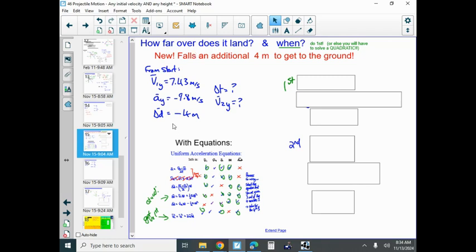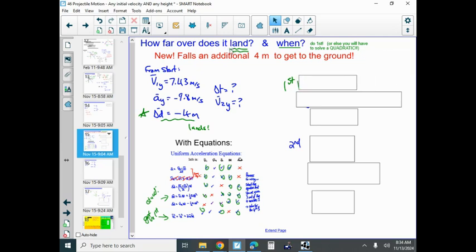And so the key information for when it lands, right? So when does it land is right here. When you land, in this situation, you're down 4 meters from where you started. It doesn't matter that you went up in the process and then came back down and then went down 4. That's all you have to do, right?